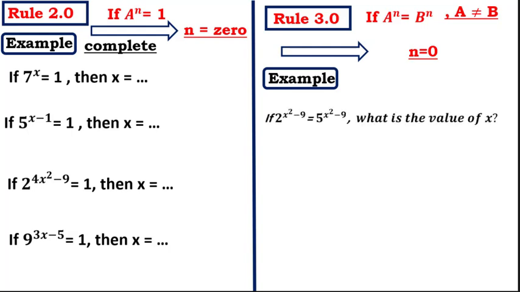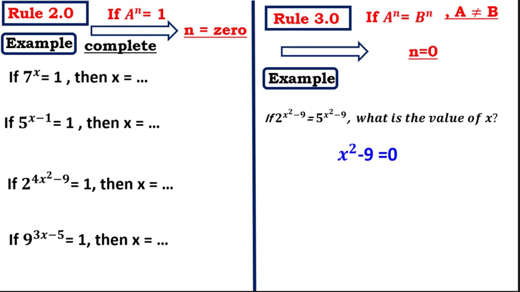For example, if 2 raised to the power x squared minus 9 equals 5 raised to the power x squared minus 9, we note here that we have here two different bases and the same exponent. What is the value of x? To find the value of x, just we will equate the exponent by 0. X squared minus 9 equals 0.